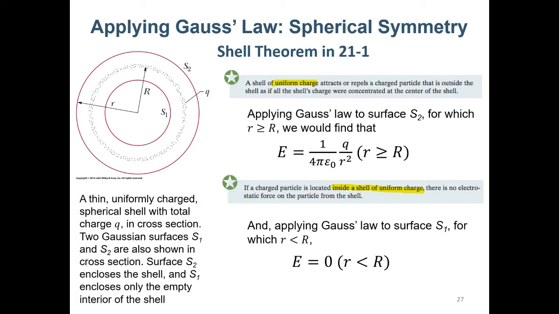Then all should be 0. dA is not 0, so E should be 0. So there should be no E field inside this one. So E should be 0 for r smaller than capital R, which is the radius of the sphere. So this is what the shell theorem tells you in chapter 21, and here we can use the Gauss law to explain why.